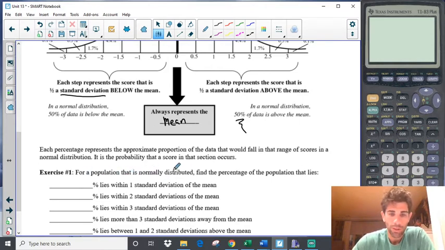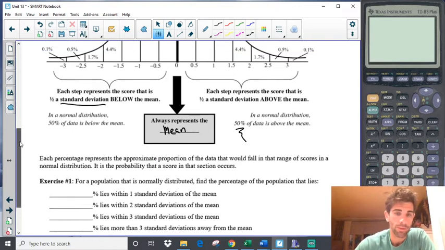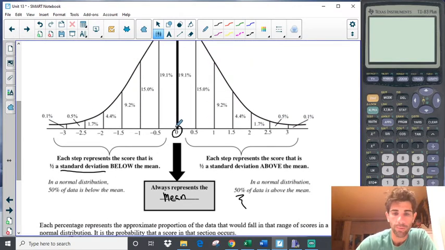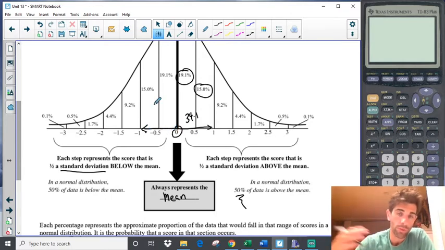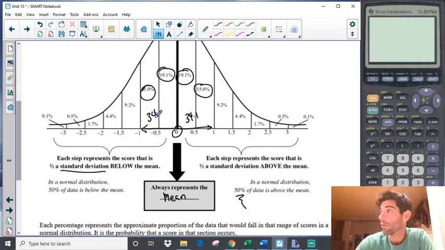So for a population that is normally distributed, find the percentage of the population that lies. What percent of the population would be one standard deviation from the mean? If you are above the mean, that would represent 34.1% of the population. And if you're one standard deviation, you can be above or below, so you can go in both directions. So then that would be this one and this one, also the same 34.1.